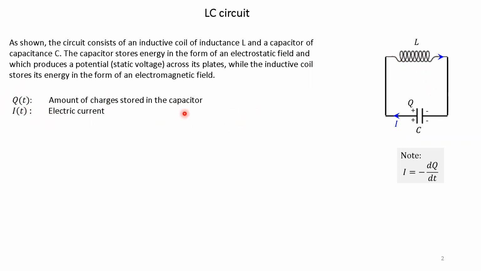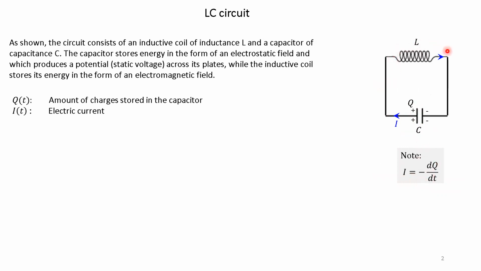Here, notice the convention I used. I have this current equals to minus dq dt, because here I am defining current as the amount of charge flowing out of the capacitor per unit time. So I equals minus dq dt.